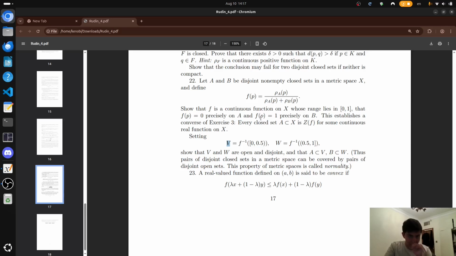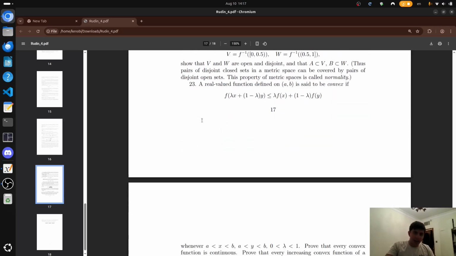Okay, a simpler way to put this: A is in V because f of p equals 0 precisely on A, and we know 0 is part of the domain of f inverse. So it will give you A with some other points, and likewise for this, it will give you B with some other points. So B is a subset of W. And this property is called normality. Any two disjoint closed sets can be covered with two disjoint open sets.